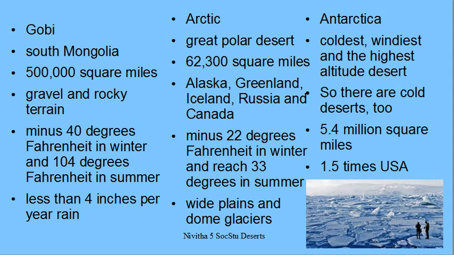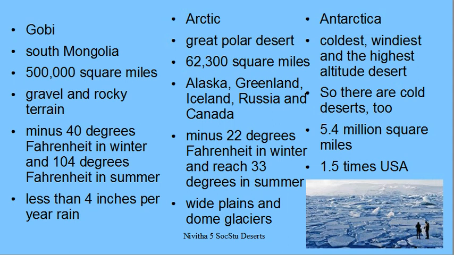Arctic desert is 62,300 square miles. Alaska, Greenland, Iceland, Russia, Canada, all these countries share some part of the Arctic desert. The temperature is very bad, that is -22 degrees Fahrenheit. And it has wide plains and dome glaciers. There are glaciers in the Arctic desert.